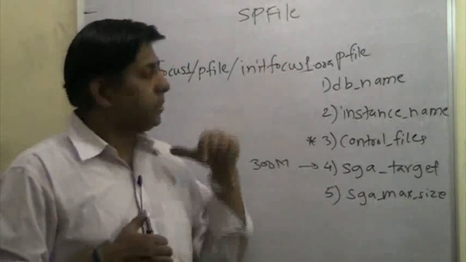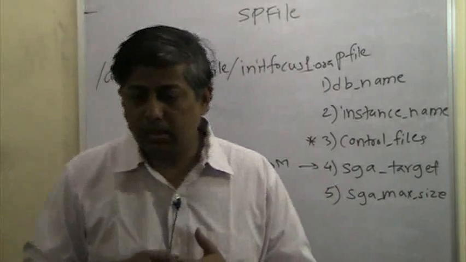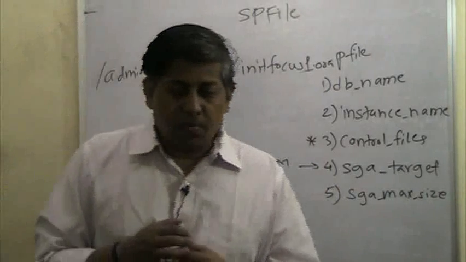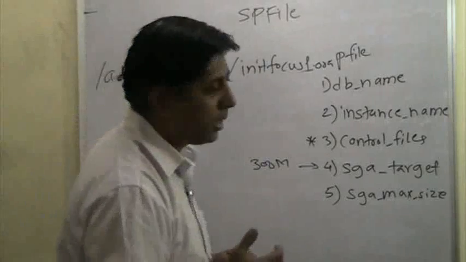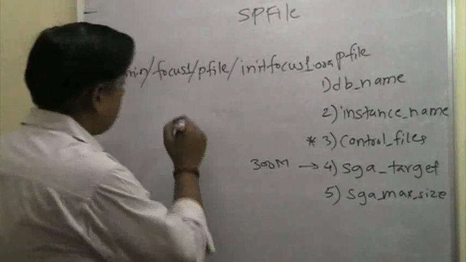And that file is called the P file. When Oracle is started up, and first thing, how is Oracle started? Oracle is started up using the startup command.